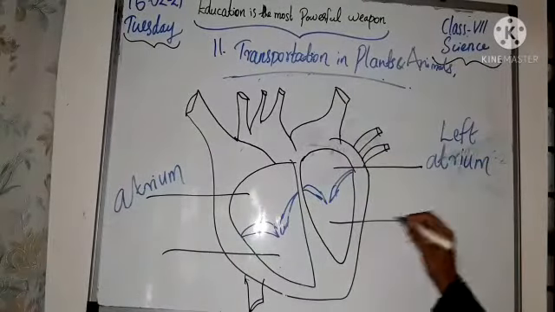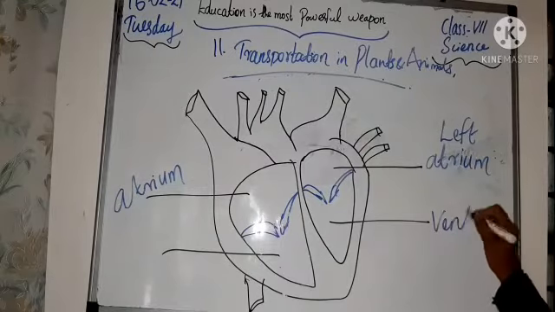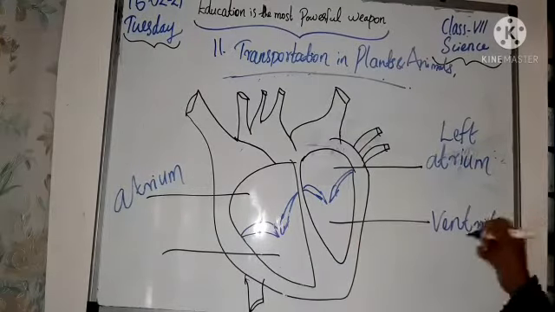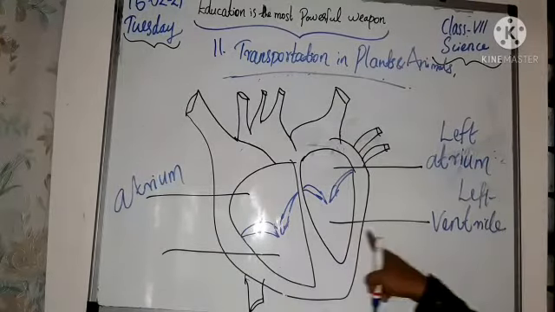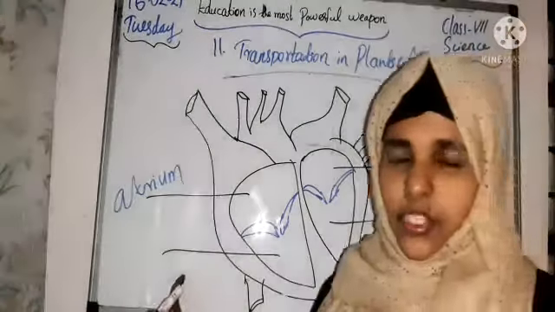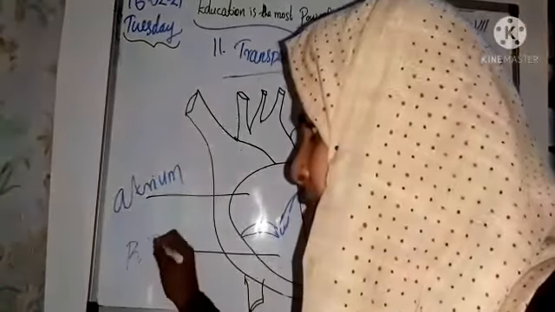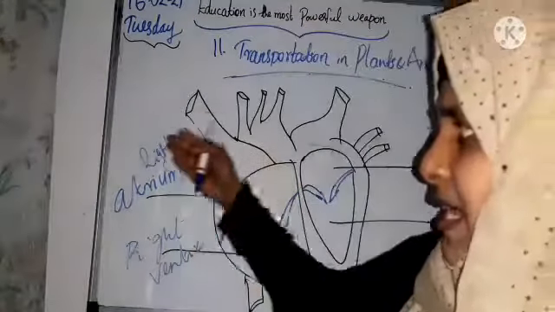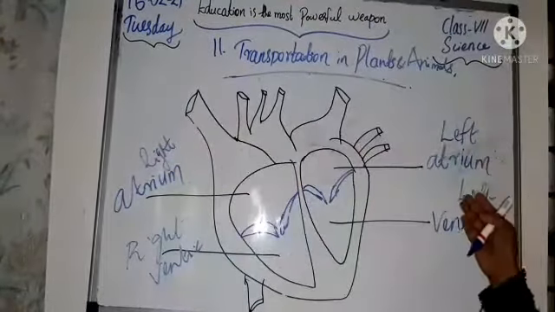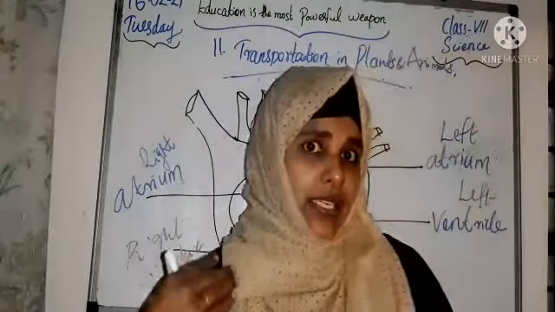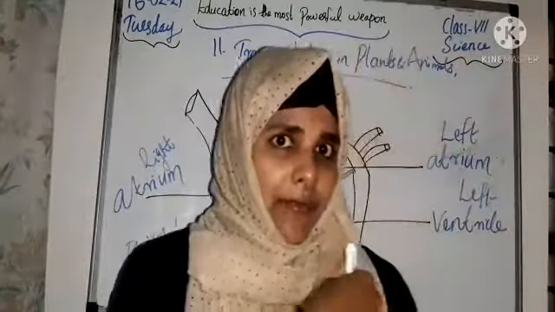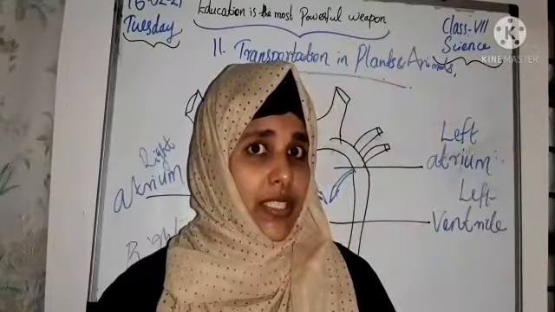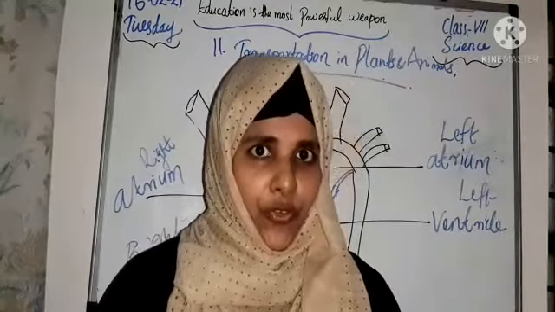Okay, but this one is a ventricle. The lower chamber we call a ventricle, the left ventricle, right? And what about this children? It should be the right ventricle. Okay, so now we got four chambers. What are they? Right atrium, then left atrium, then down, right ventricle and left ventricle. Clear all of you? Okay, fine.